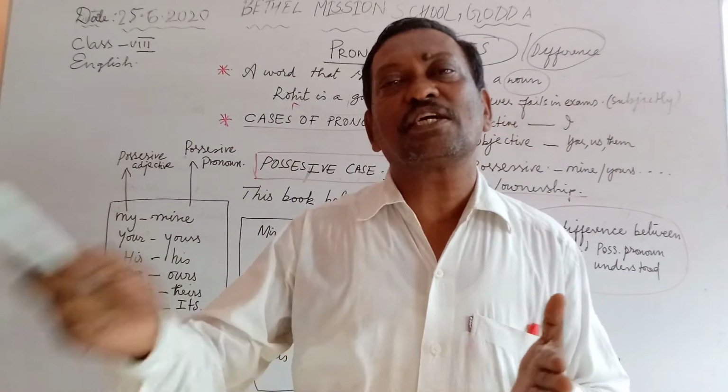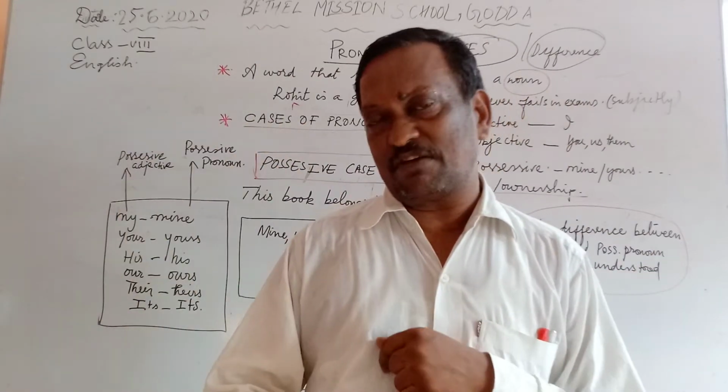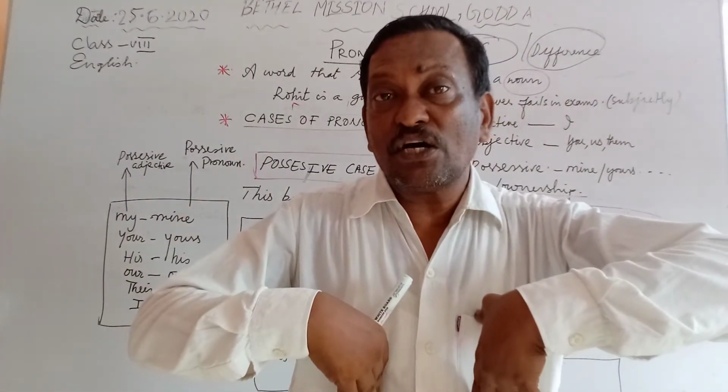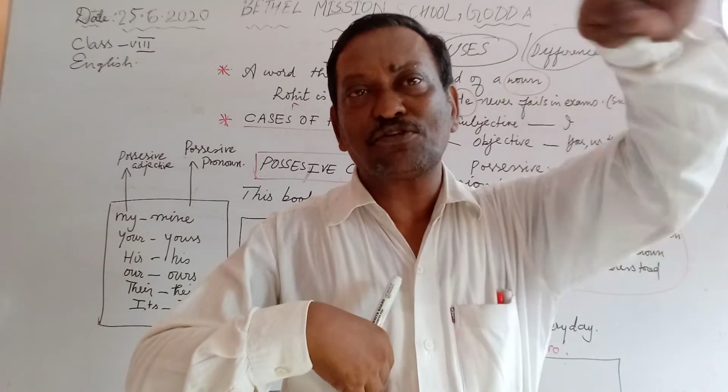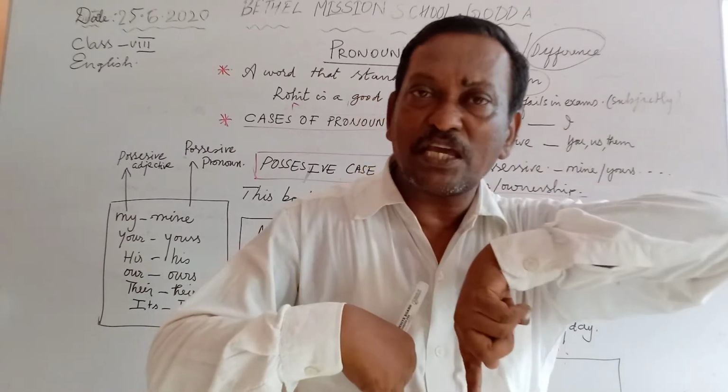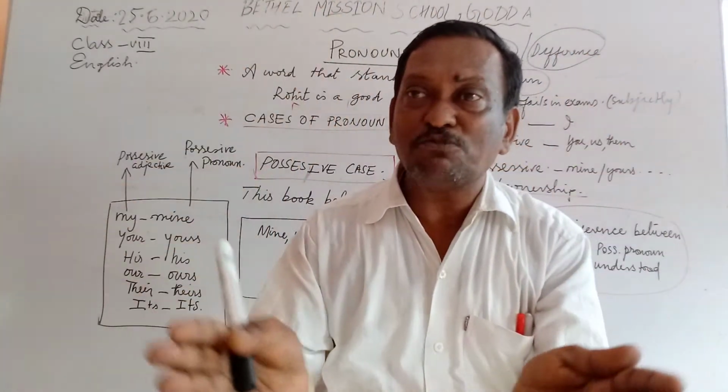Whom did the teacher give? I asked the question. Whom did the teacher give? The teacher gave me. So the word me points out to somebody. It points out to a person. It points out to me. So it is used as an object.